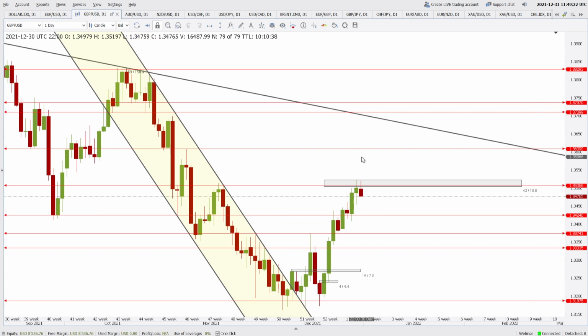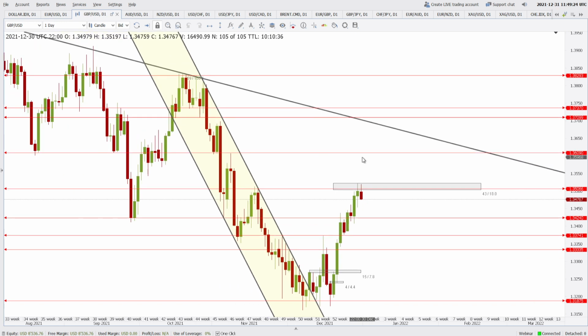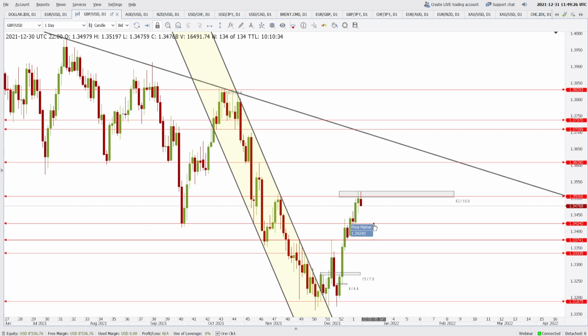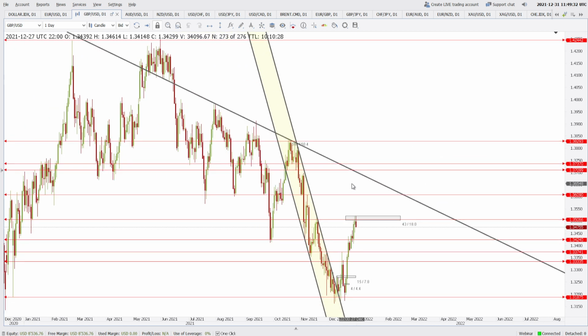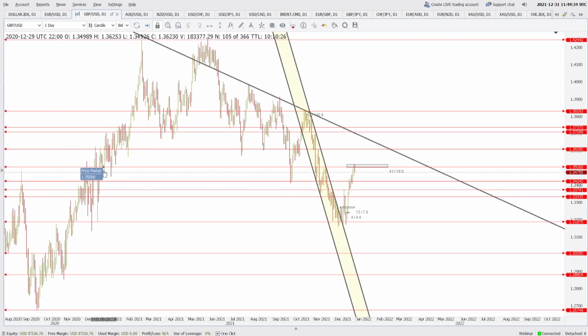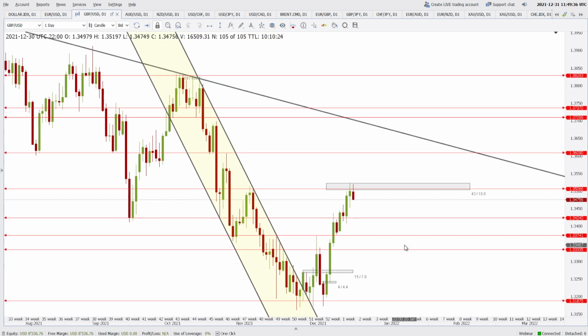Talking about the GBPUSD, if you remember, day before yesterday I sent a video which claimed that this rectangle area will be acting as a nice resistance looking at the price action in the past. Now this area has acted as a good resistance. In fact, the price made a high of 1.3519, and right now it is trading at 1.3475.